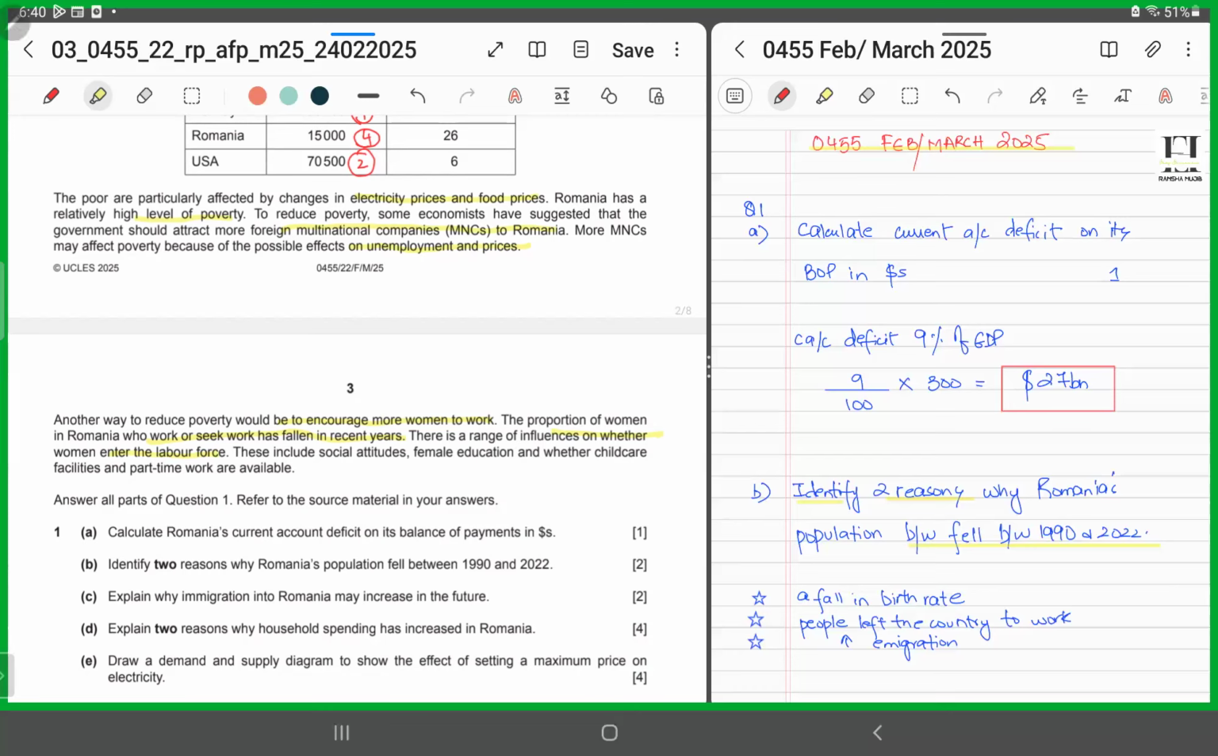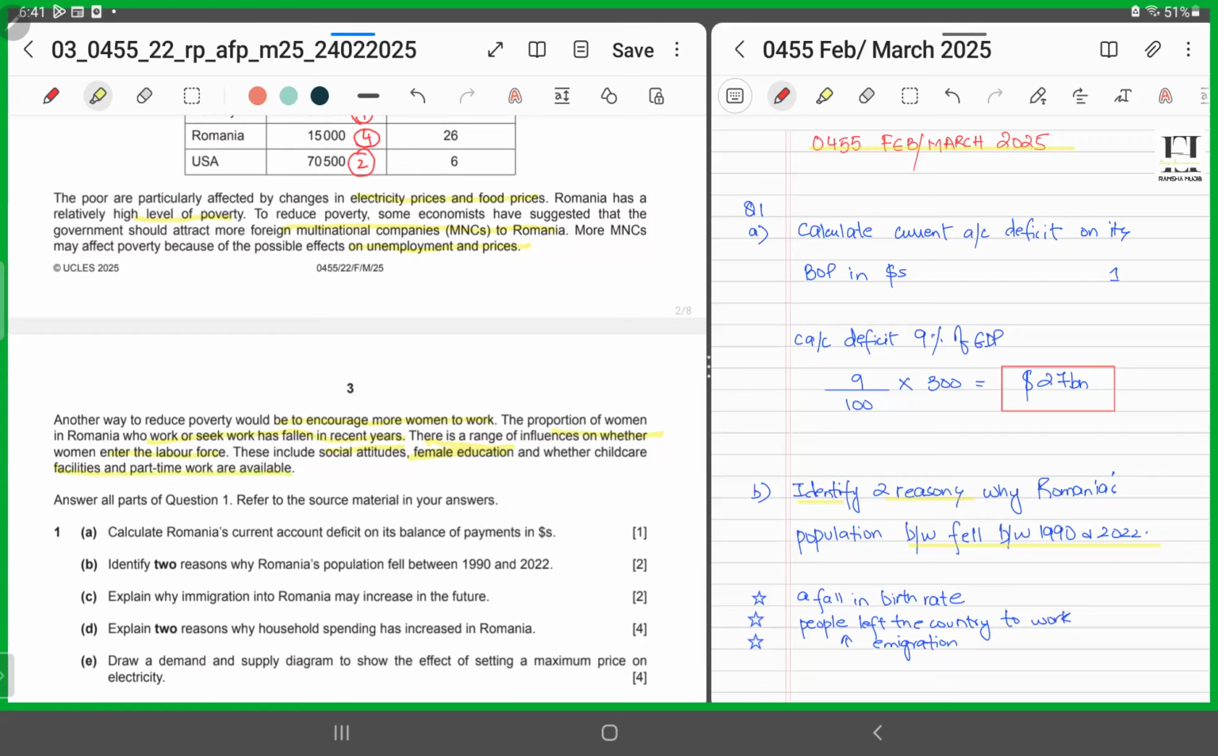Social attitudes. That means, is your culture encouraging women to be a part of the labor force? Do they accept it? Are they encouraged? Do they get support from back at home to earn a living side by side, rear children, bring up their families? Female education. What is the level of education? How educated are the females in the country? And whether childcare facilities and part-time work is available.